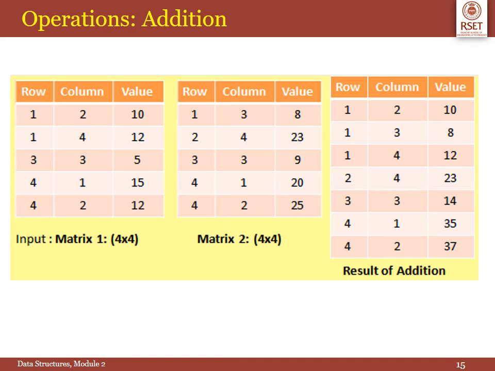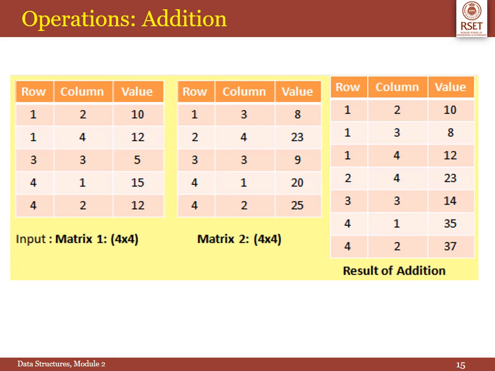I'll check the column number. Column number is also 3. 3, 3, both are same, which means we will add. We will add the entries 9 and 5. Resultant is 14. Then I'll write to the resultant matrix. Now in the resultant matrix, I'll have the entry 3, 3, 14. Since I copied from both, I'll advance the row in both the matrices.